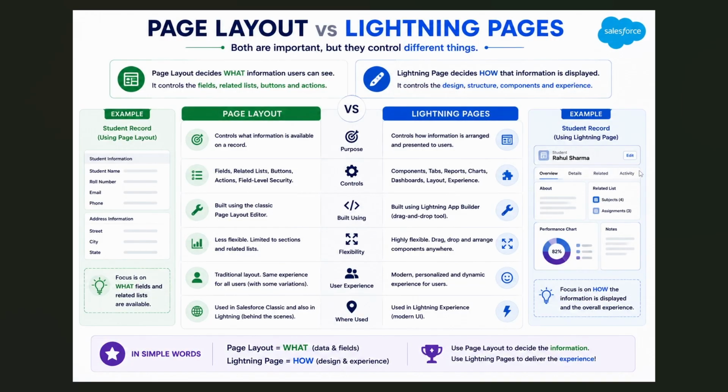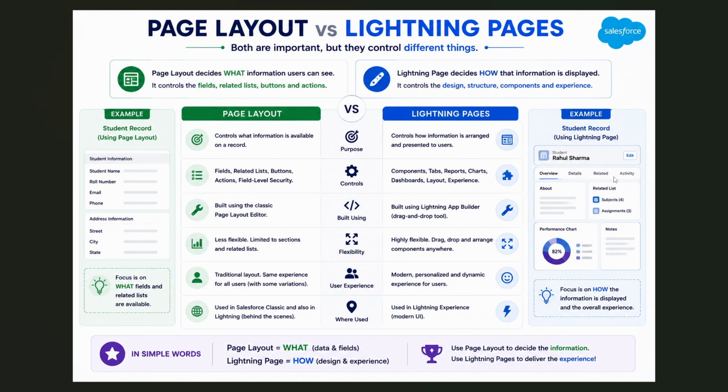Now we will see the difference between a page layout and a Lightning page. This is where many beginners get confused. A page layout controls fields, related lists, buttons, and actions. Basically, what information the user can access. Whereas a Lightning page controls overall page design, component placement, tabs, dashboards, charts, flow, rich text, and custom components. In simple words, page layouts decide what users see and Lightning pages decide how users see it. Remember this line because it will help you throughout your Salesforce journey.